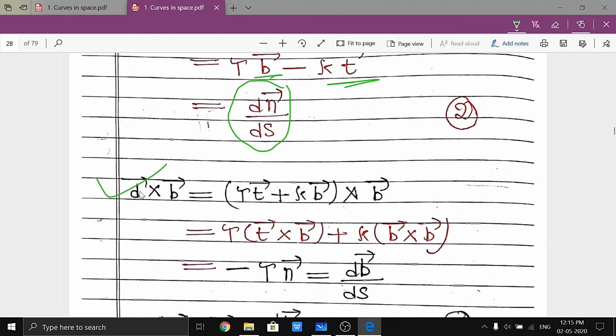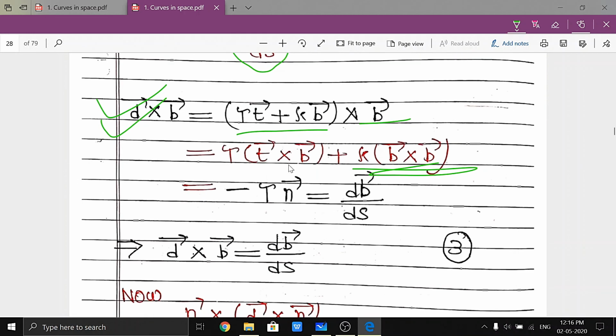Similarly, in the third case, d cross b, now taking the cross product with b. This will be 0 because it is the same vector, and this will be t cross b. Now it is negative because b cross t is positive, and t cross b is negative. So this will become minus tau n vector. So it implies this is db by ds, because this term is equal to this value by the Frenet formula.